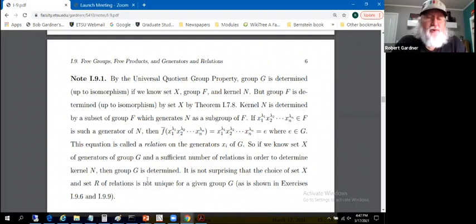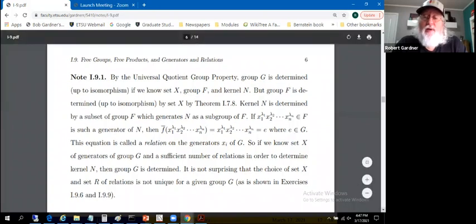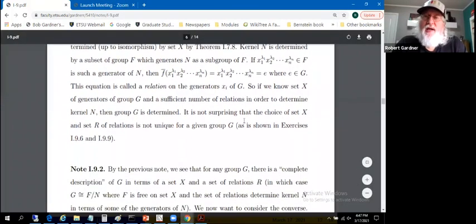It's not surprising that the choice of set X and the set R of relations is not unique. Different relations may yield the same group. This is to be shown in a couple of the exercises, that we can take different generators and different relations and produce the same group. So there's multiple ways to produce a given group.